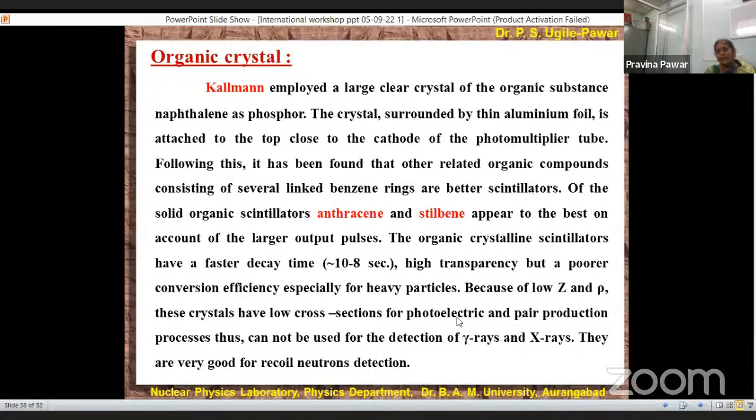In the photoelectric effect, if the electrons fall on the K shell, it is called the K shell photoelectric effect. In the case of pair production, there is a creation of a pair. And what is Compton here? When a photon of energy h nu falls on the target material, the scattered photon has less energy as compared to the incident photon energy, because some part of the energy goes to the recoil electron. It is the Compton effect. So for the photoelectric and pair production processes, these crystals cannot be used for the detection of gamma rays and X-rays. They are very good for recoil neutron detectors.